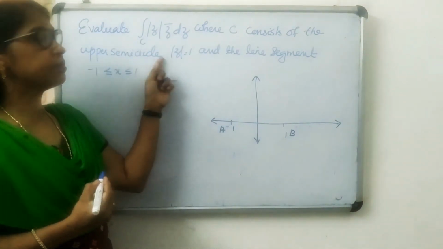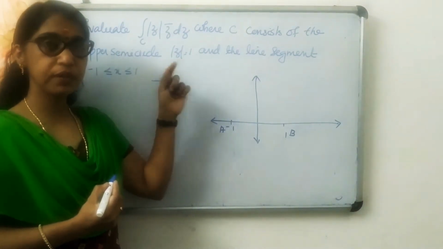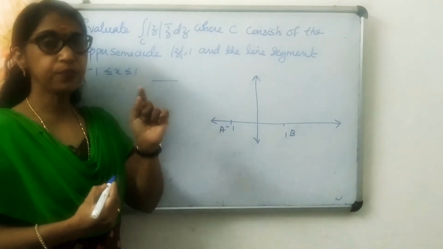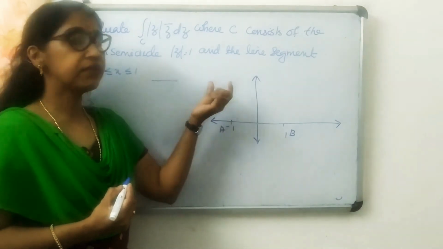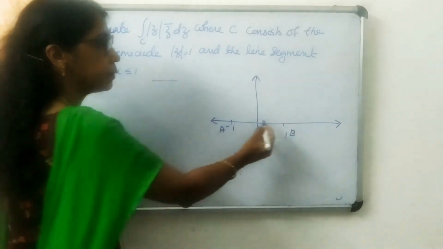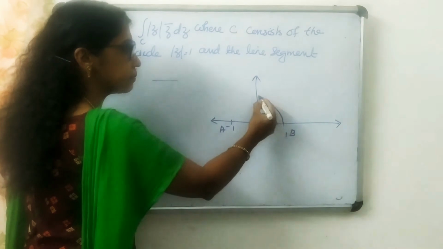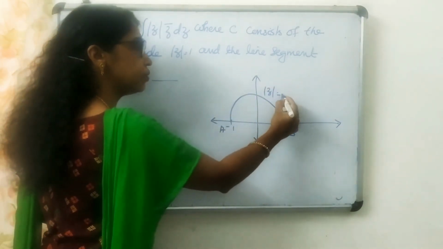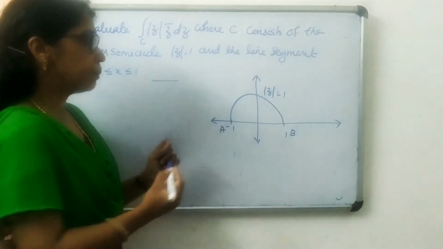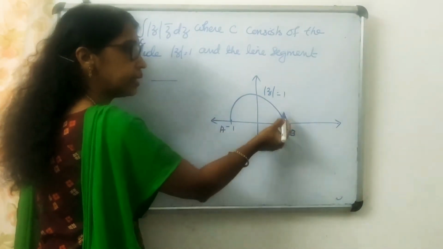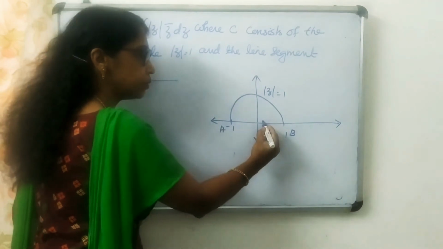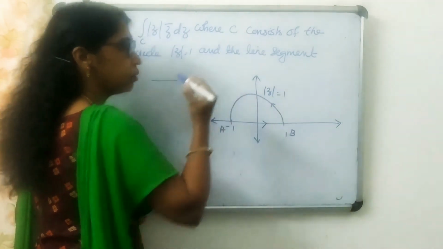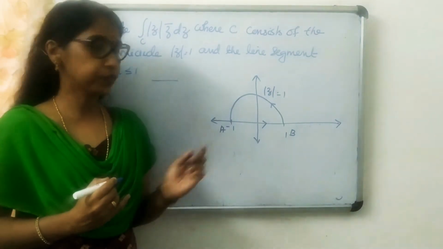Now the upper semicircle mod z equal to 1. We know that mod z equal to 1 is a circle with radius 1. So we are given the upper semicircle. The upper semicircle is like this. Okay, so the path is from A to B and then over the upper semicircle. So this is the path.